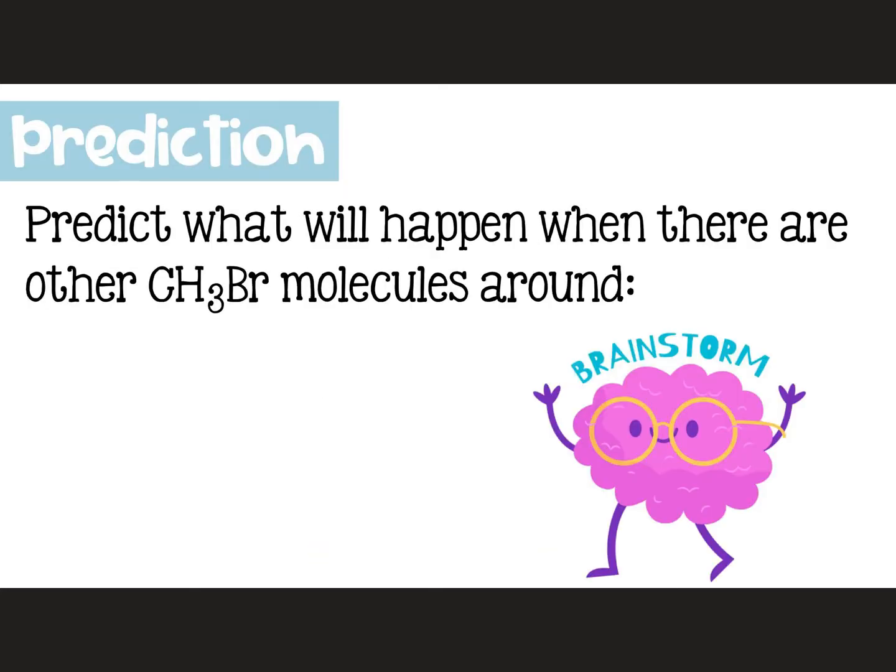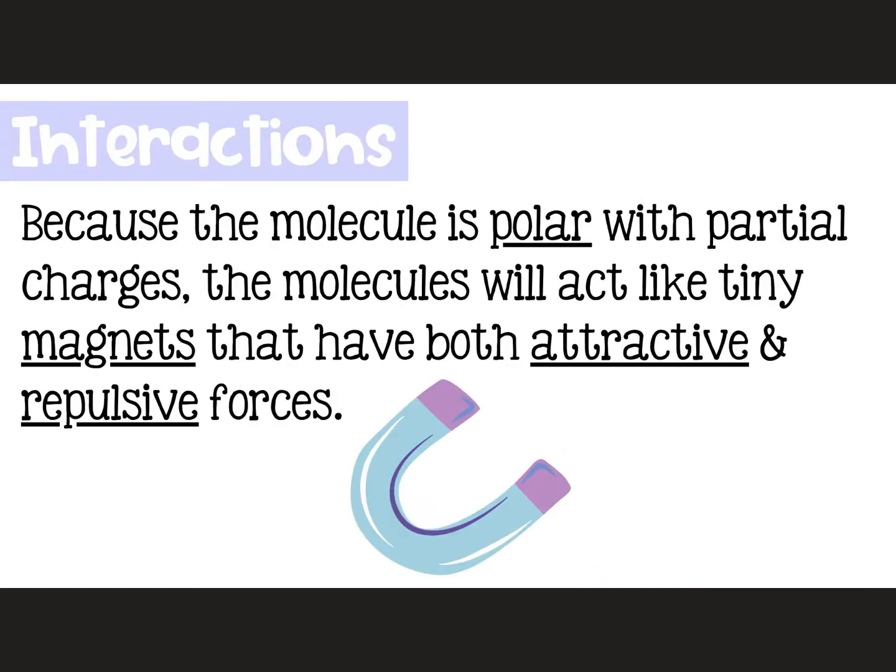Now, predict what will happen when there are other CH3Br molecules around. So pause the video and think about this. What might happen? Well, because the molecule is polar with partial charges, the molecules will act like tiny magnets that both attract and repel each other.